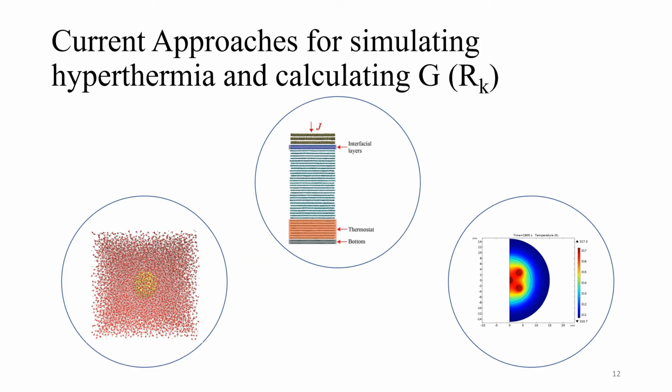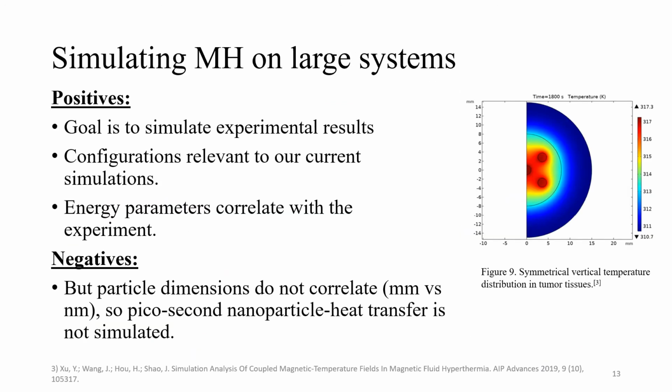The third thing that is normally done when trying to simulate magnetic hyperthermia is that they scale up the system. As you can see here, the particle sizes are in millimeters, so they can accurately simulate what the experimentalists see on the time scale of seconds. Essentially, they are solving the heat equation in different tumor cells. It's good that they are at least trying to correlate this with the experimental results that they have.